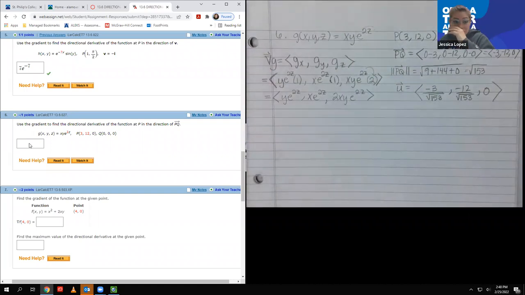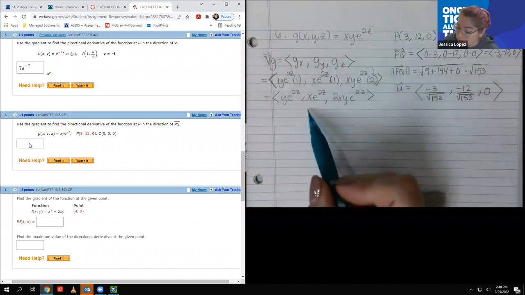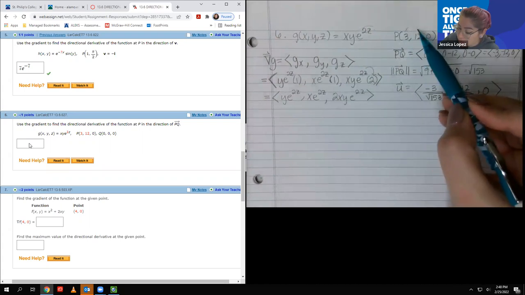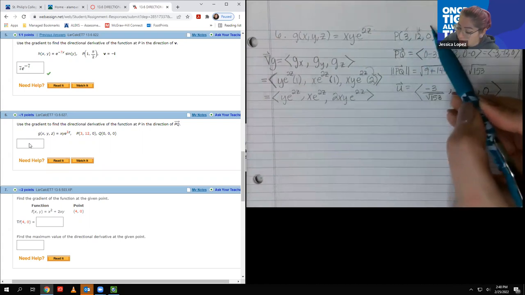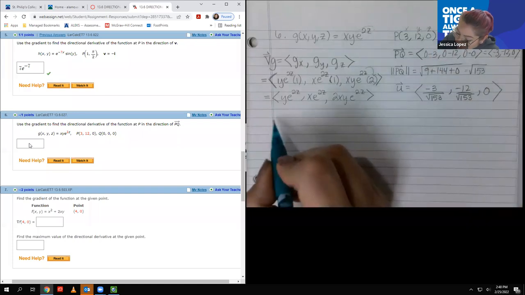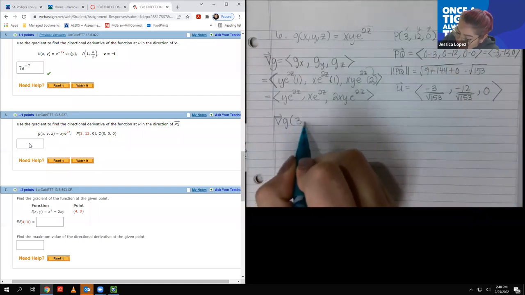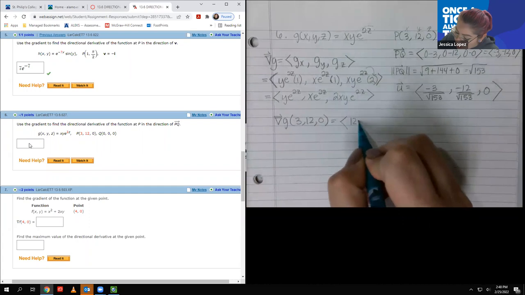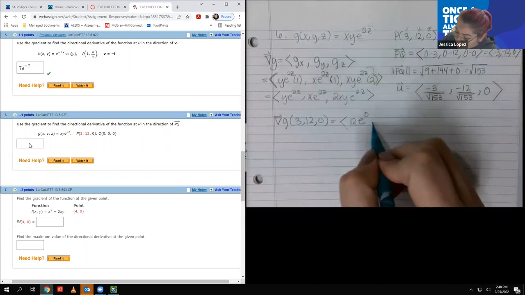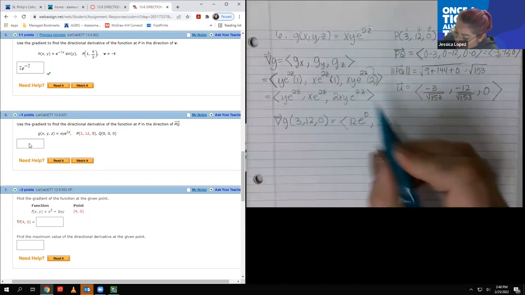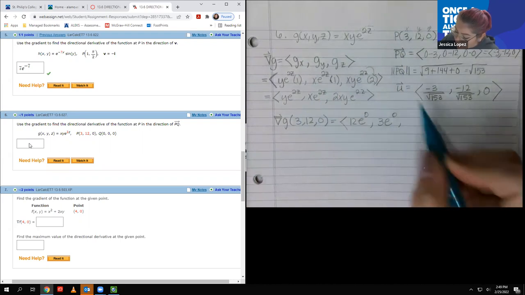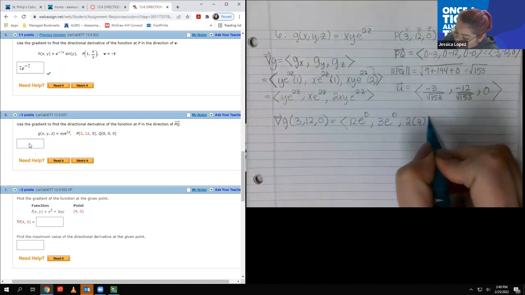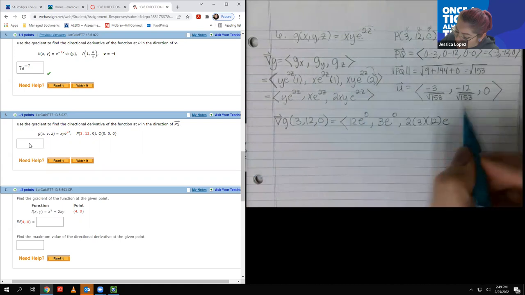Okay, now I still need to evaluate this at the point. It says, use the gradient to find the directional derivative of the function at P. So P is the numbers that I should be plugging in. I'm going to plug in 3 for x, 12 for y, and 0 for z. And so then the gradient of g at P is going to be 12 e to the 2 times 0, which is 0. 3e to the 2 times 0, which is 0. And then 2 times 3 times 12 e to the 2 times 0, which is 0.